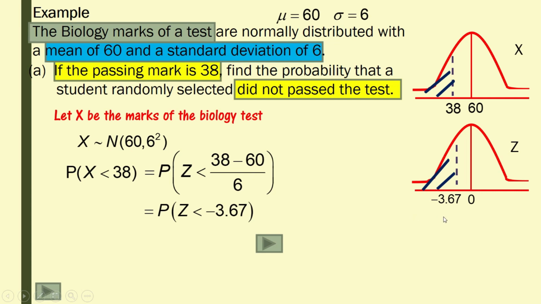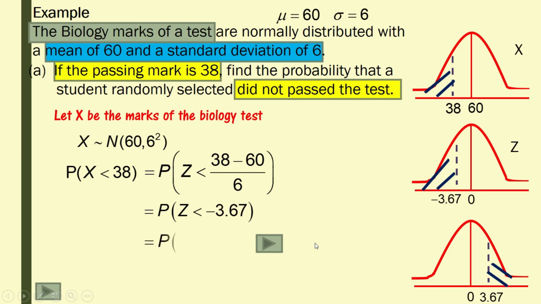Okay, we draw the Z distribution with mean 0 and 38 becomes −3.67, and because we use P(Z ≥ z) to get the answer, we must change our graph to the right side with mean 0 and −3.67 becomes 3.67, because the area P(Z < −3.67) is the same as the area P(Z > 3.67).